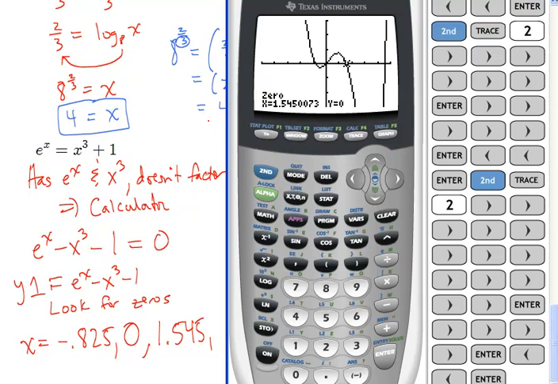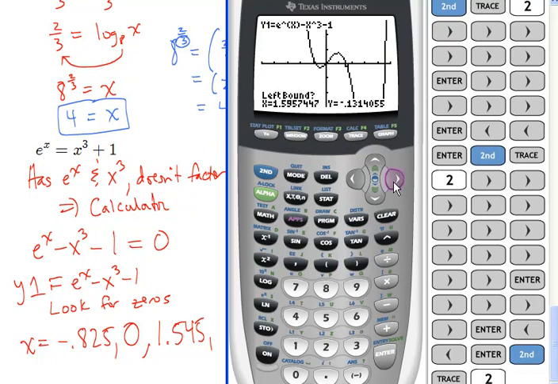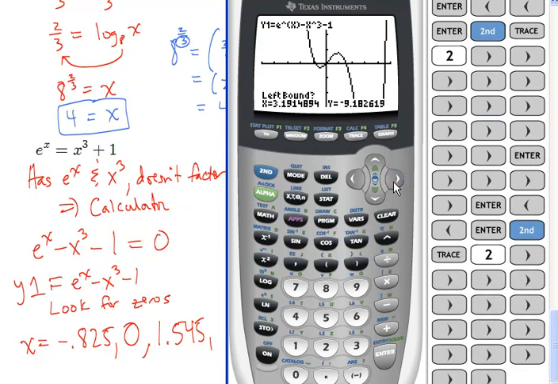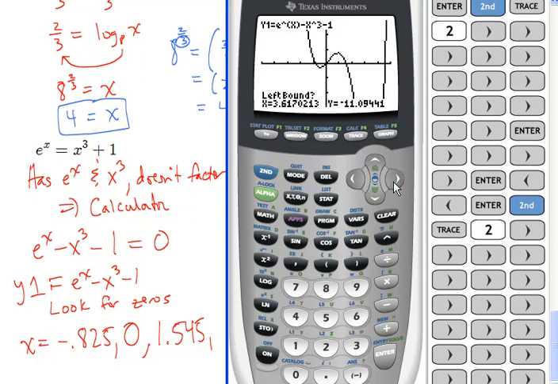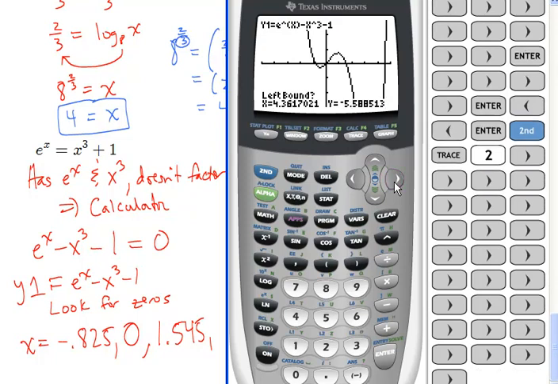Okay, and then the last one, so second calc, option 2, and now we're going to need to go all the way to the right. You won't see that cursor for a little ways, and then eventually it should pop back up as we get closer. There it is. So it's jumping quite steeply.